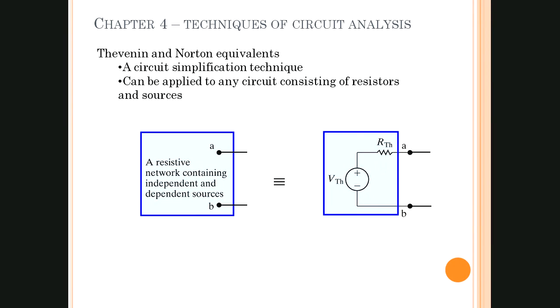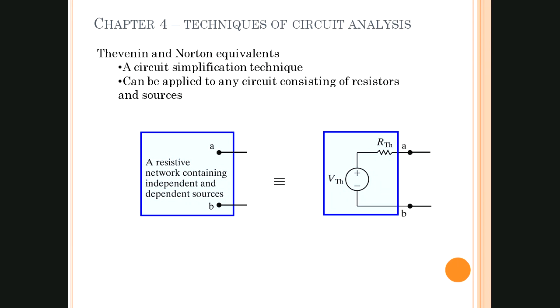So if you look to the left, we have a resistive network containing independent and dependent sources. And when you see A and B there, that's where you physically would connect a load. It could be a resistor, a fan, a motor, it doesn't matter what it is, anything that you're going to be supplying power to. And again, that's just black box theory. What's actually inside what's called a Thevenin equivalent would be a Thevenin voltage and a Thevenin resistance.